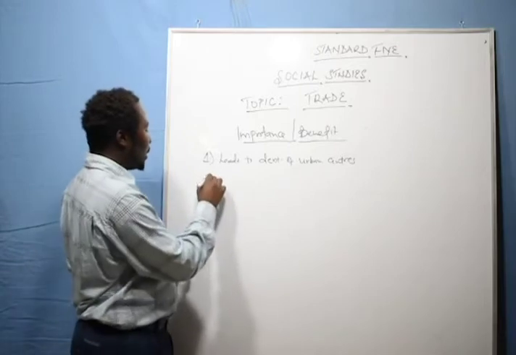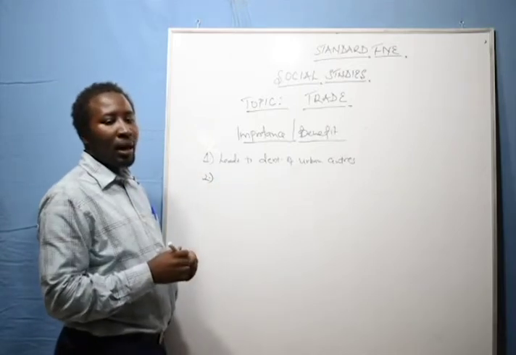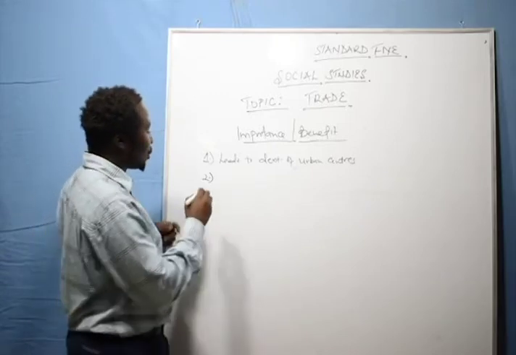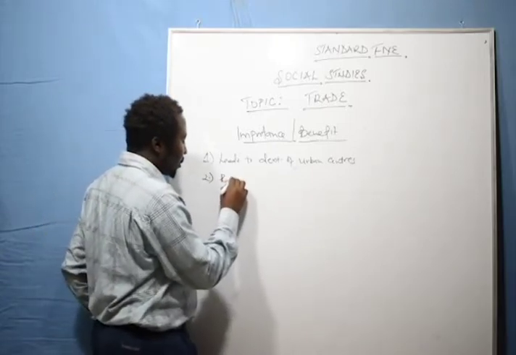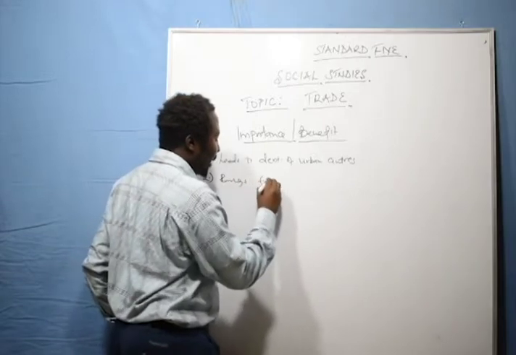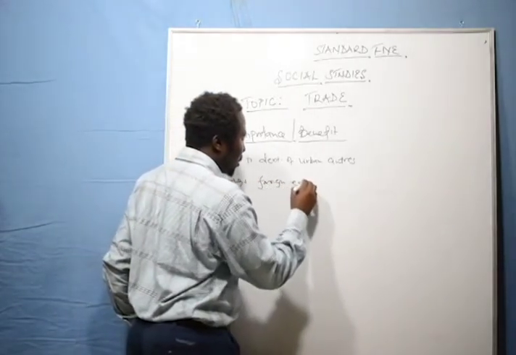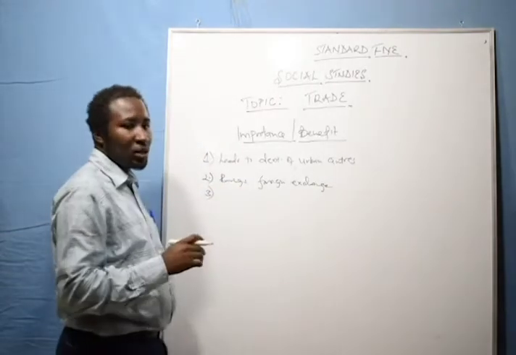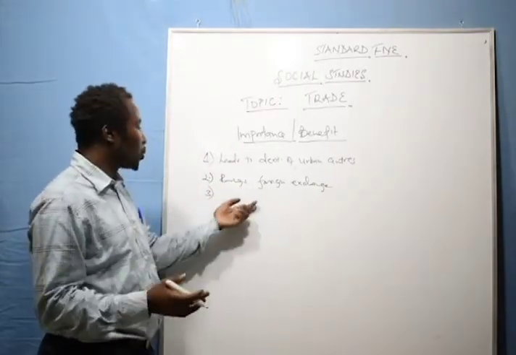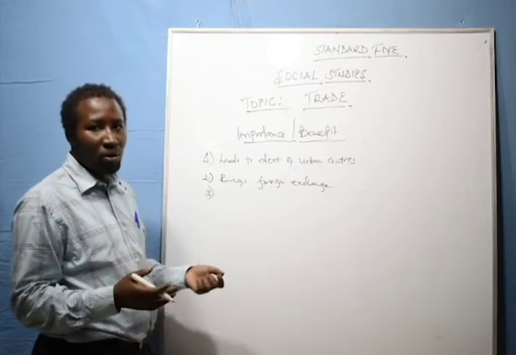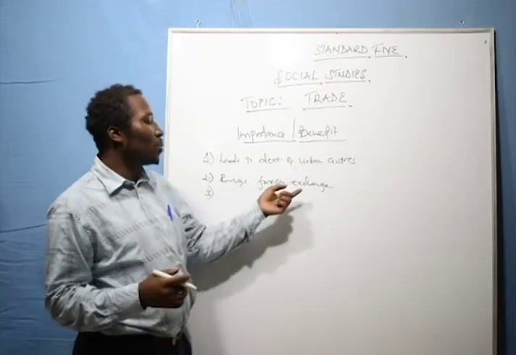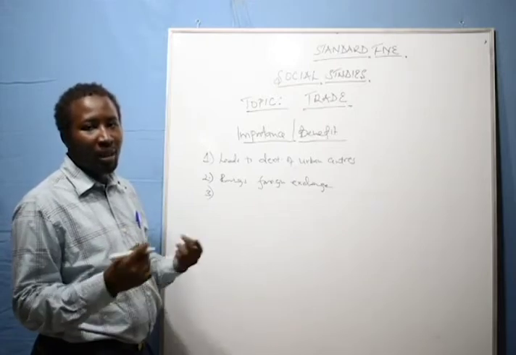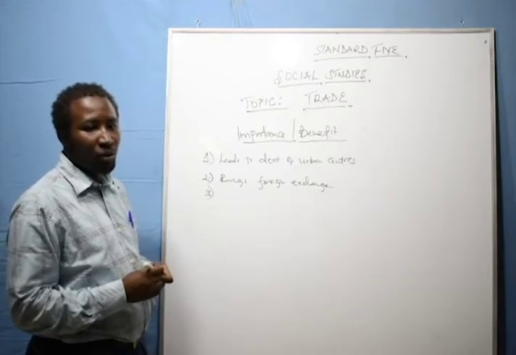Number two, very quickly, we find that trade brings foreign exchange, okay? I mean that we are able to get as a country the dollars, the pounds. Through those dollars and pounds, we are able to exchange the money, foreign exchange. We are able to obtain money during the export, okay?